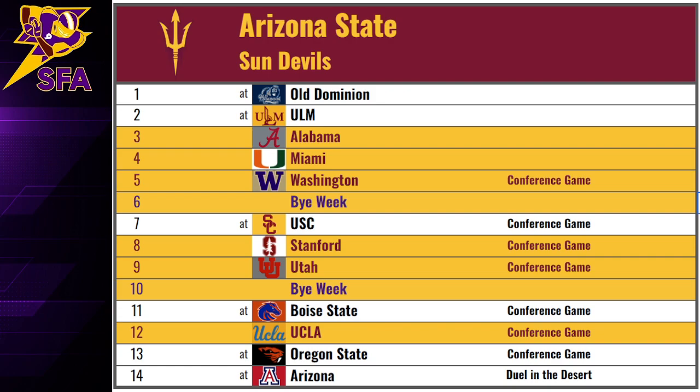Now let's go to Arizona State. And they've got an easy... looks like partially easy. Now you got Old Dominion, ULM, Alabama, and Miami.